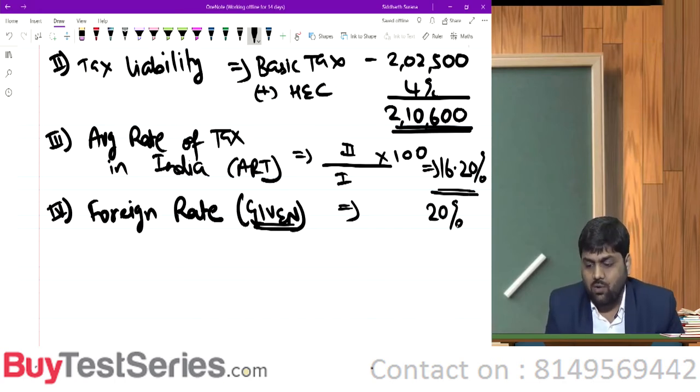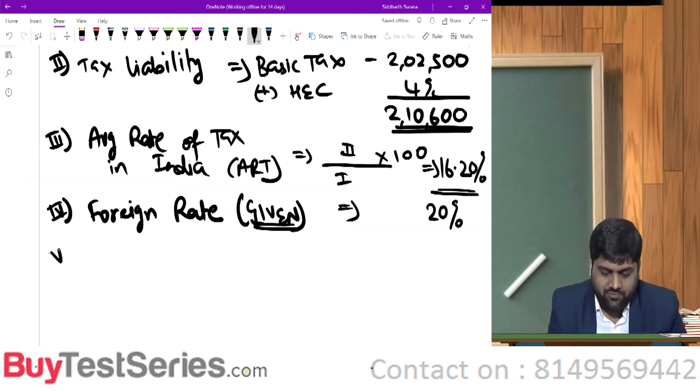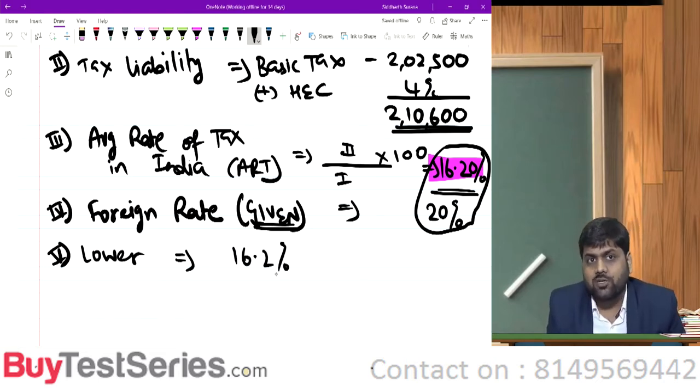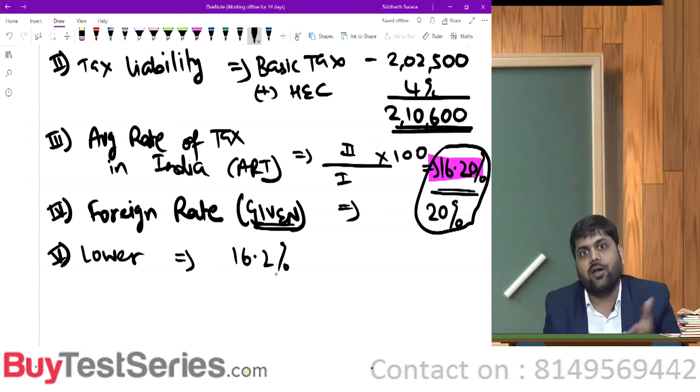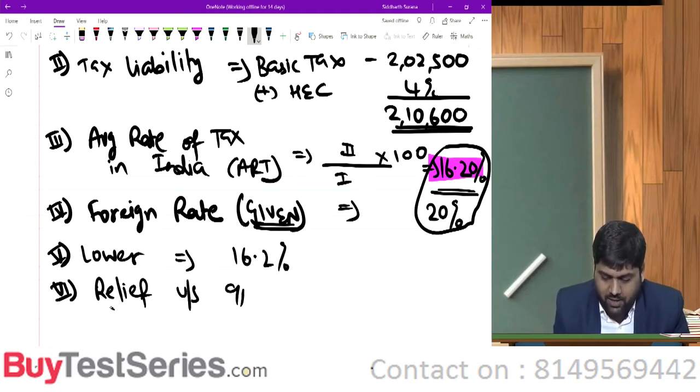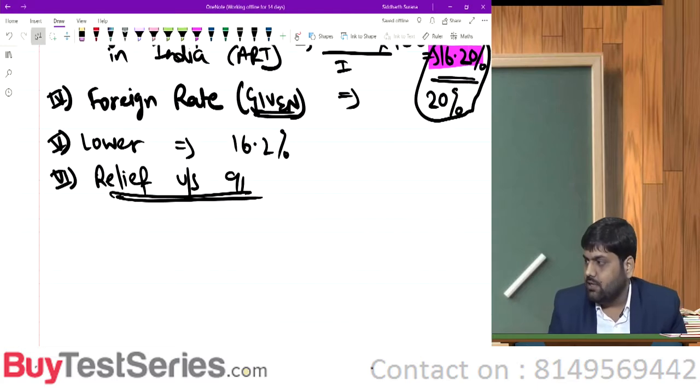Finally, we will decide now at what rate you are going to get your relief, which is what I told you before I started my explanation. Indian tax or foreign tax, out of the two, whichever is lower, you are going to get relief at the lower of the two rates, which in this example is 16.2%. So what is your task? Indian tax, average out, foreign tax given, choose whichever is lower, and finally you have reached that stage of your life where you can calculate relief under section 91.